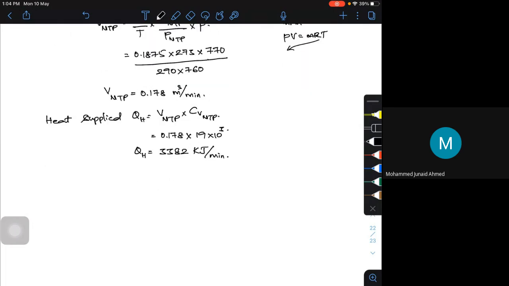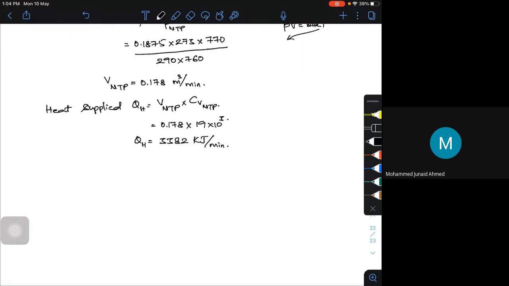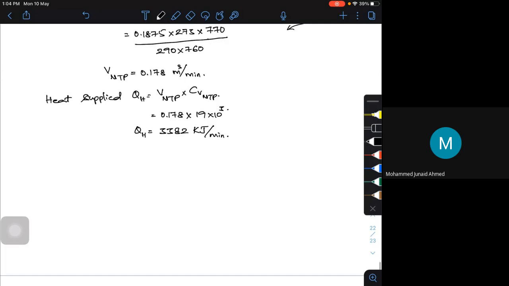Now the heat equivalent of BP. What is BP? It is brake power, 13.28. If I want to convert it to kilojoules per minute, multiply by 60. That is the heat equivalent of the brake power. It is 13.28 into 60, so it is 796.4 kilojoules per minute.